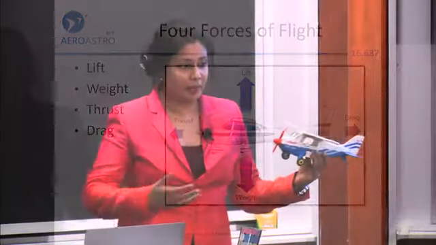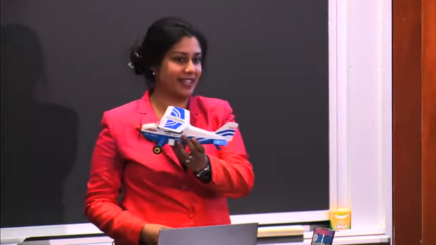So what we're going to talk about is that in order for an airplane to go up, the lift has to exceed the weight, and in order for the airplane to go forward, the thrust has to exceed the drag. So those are the main four forces we're going to be working with today.